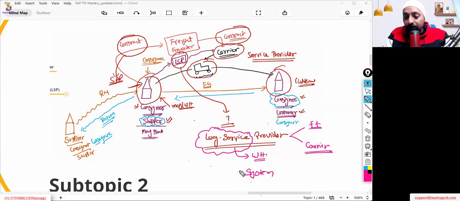They would have intelligent systems. The logistics service provider also implements SAP; they can use SAP for transport management. They would have a pool of data, a pool of freight forwarders and carriers. They would have their own fleets and their own warehouses also. So they can go beyond transport management to provide logistics services. That is called LSP, logistics service provider.